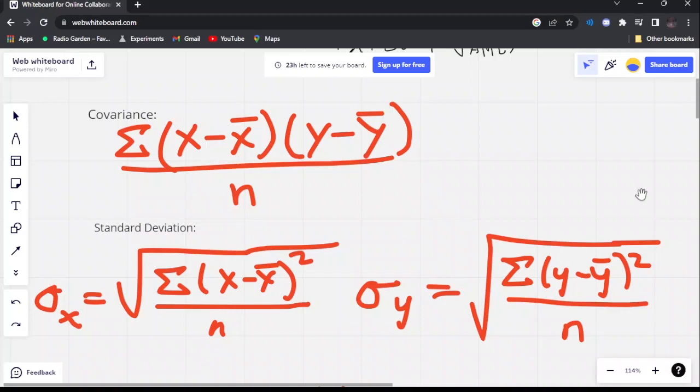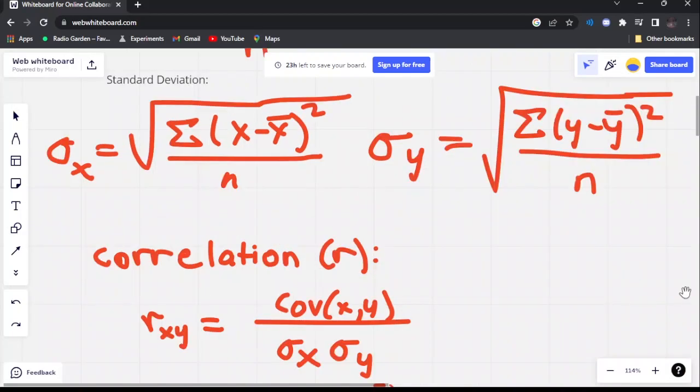The formula of covariance, which is the opposite of correlation, which is the difference between two variables, and also the formula for standard deviation. Why do we have two? Because we are dealing with two variables here. Let's get right into deriving the formula of correlation as denoted by R.